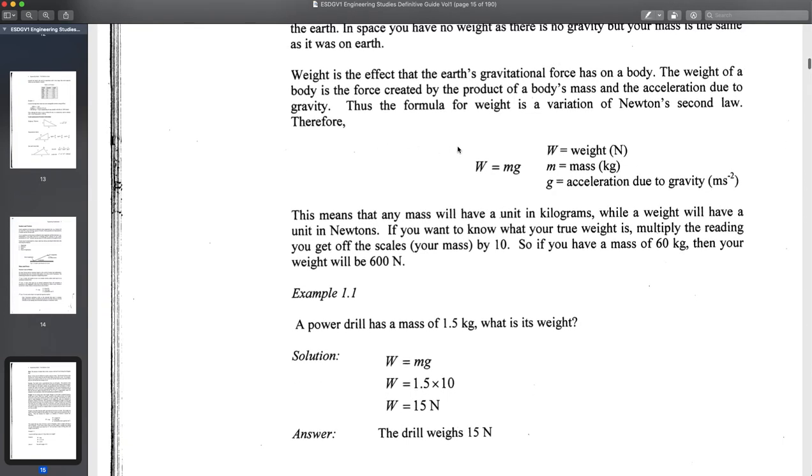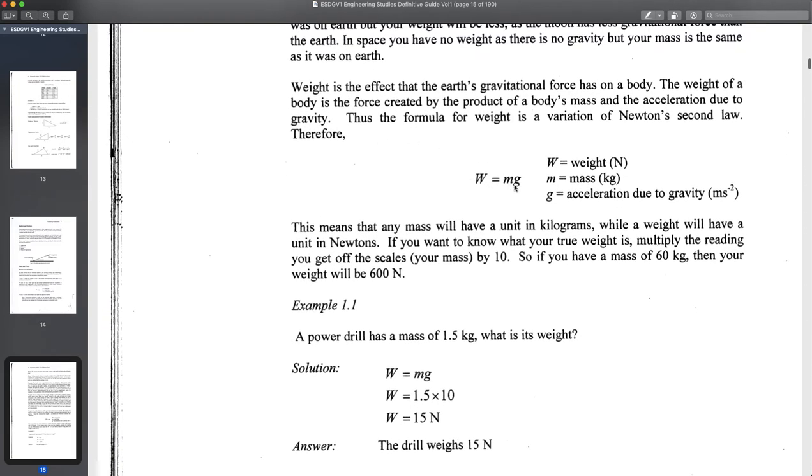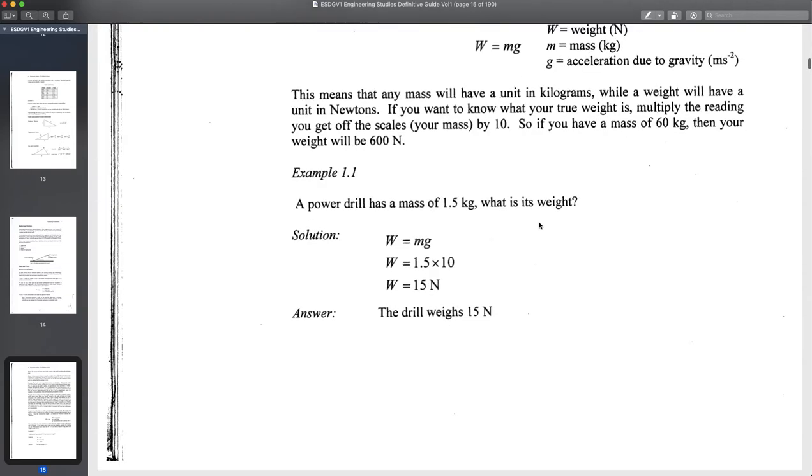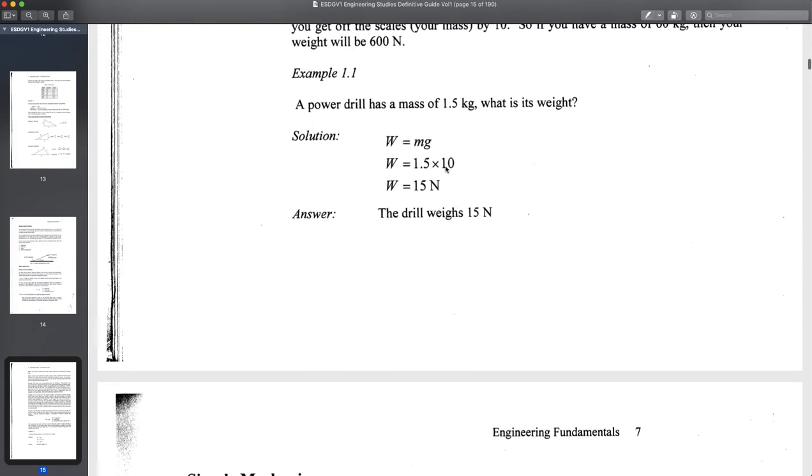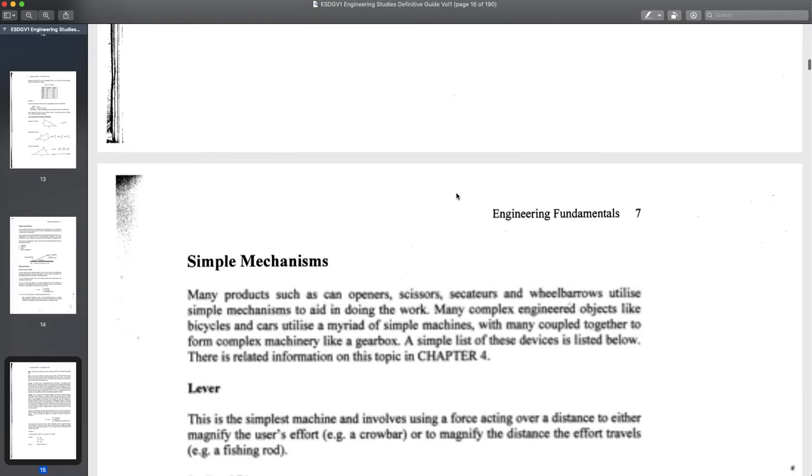Okay, so the idea is that if we know that force equals mass times acceleration, well, gravity is the acceleration. g is the acceleration due to the mass of the Earth. So we're just replacing a with g, and then we get weight equals mass times gravity. And as I said, if we knew that a power drill had a mass of 1.5 kilograms, it would have a weight of 15 newtons.